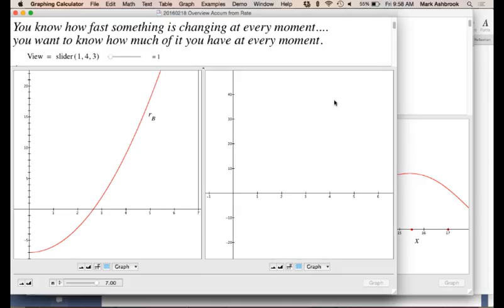Okay, as we're passing things in and getting a graph, let's talk. So let's begin.